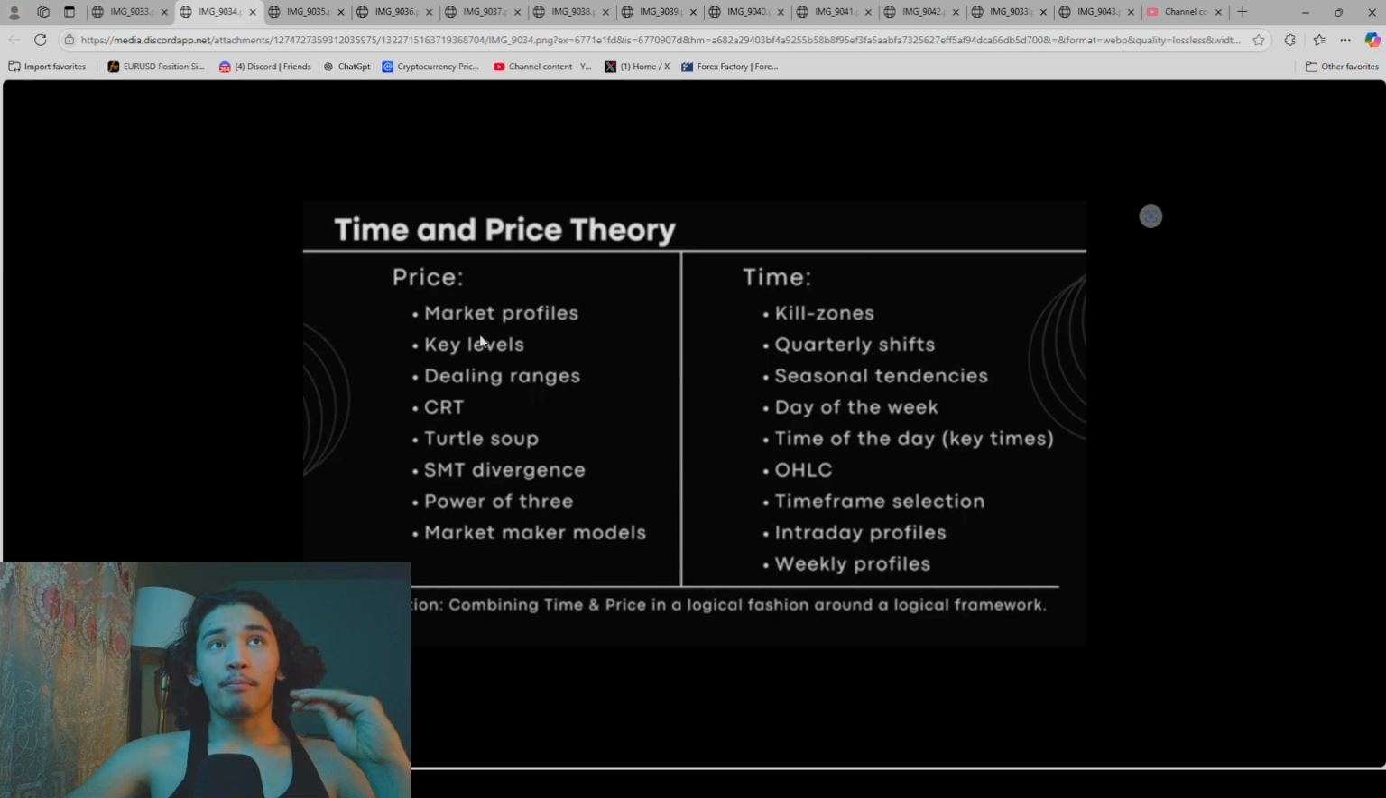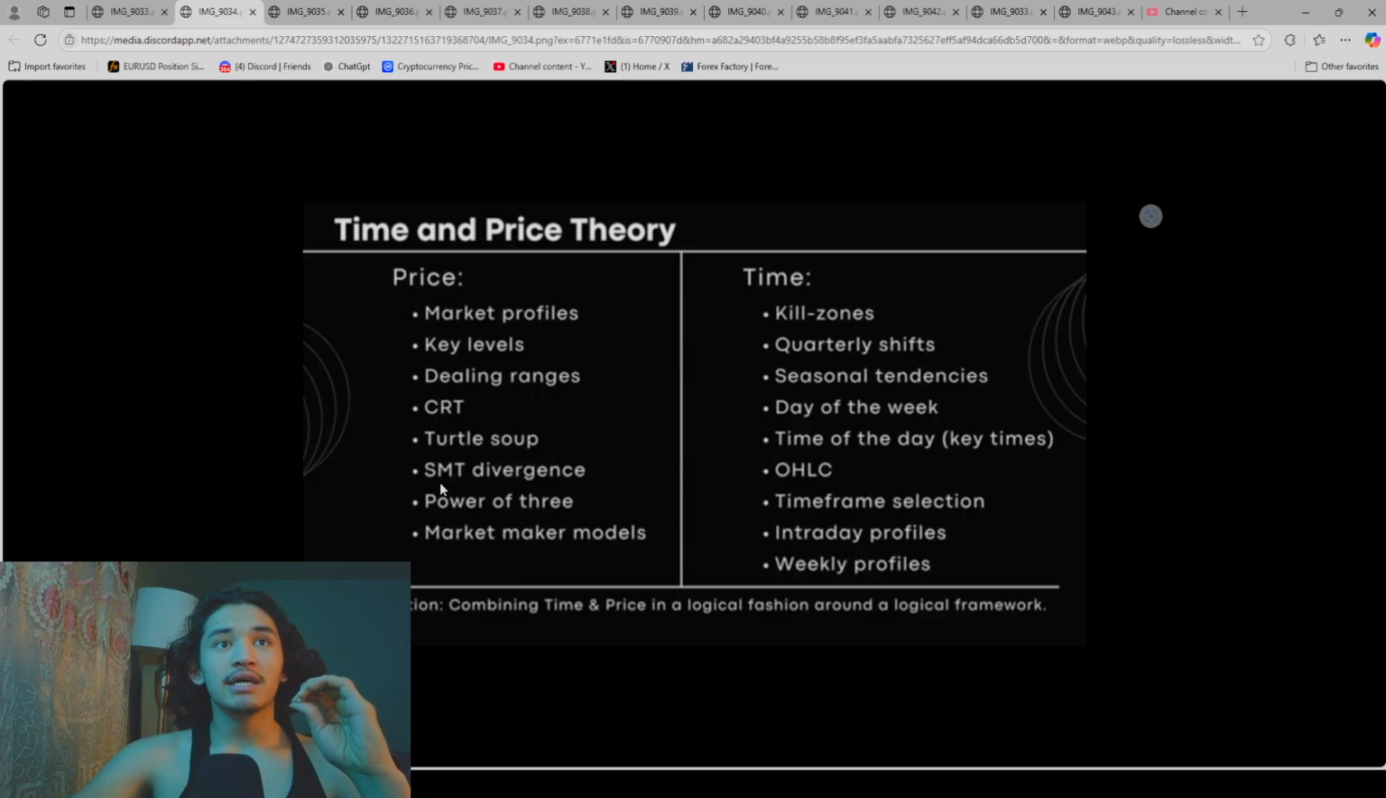Market profiles are a price concept. Key levels are a price concept. Daily ranges are a price concept. CRT is a price concept. And as well, CRT is a time concept as well. So this is kind of wrong here, as it is also a time concept, right? Because at specific times, there's a CRT. So at specific times, there's CRT, which means CRT should be both. That's why it's not in my PDF, right? Turtle soup is a time. Oh my God. Turtle soup is a price concept, right?